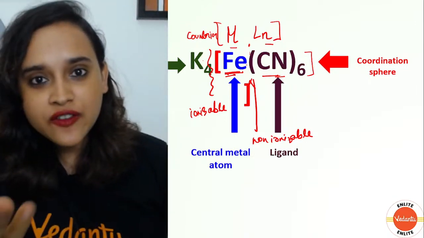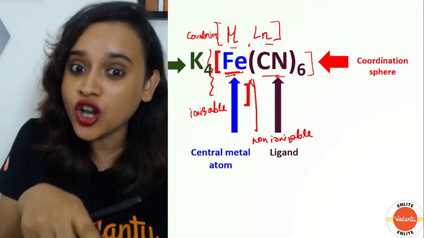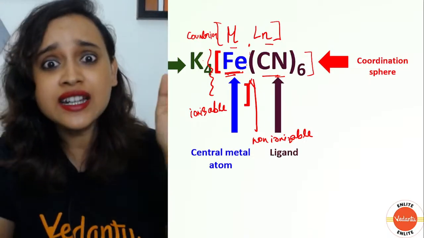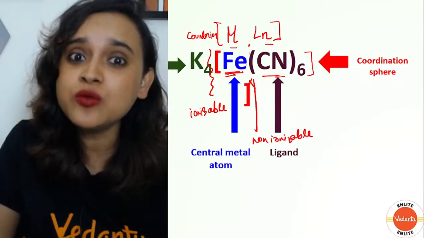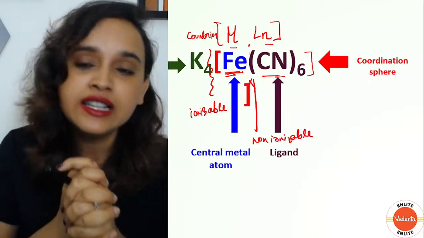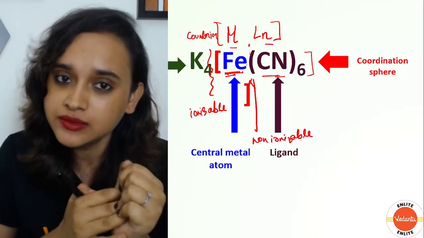But what about this Fe(CN)6? Remember, when we dissolved this, the iron and the cyanide, we could not even see it in water, right? Why? Because it was a complex. So this becomes non-ionizable, right?